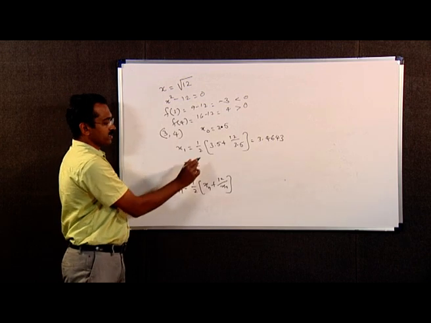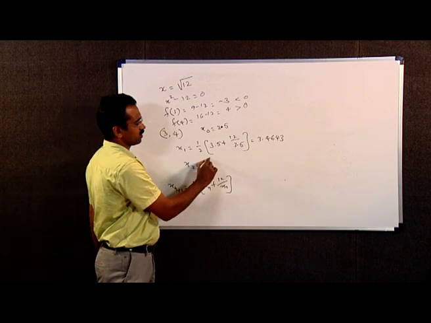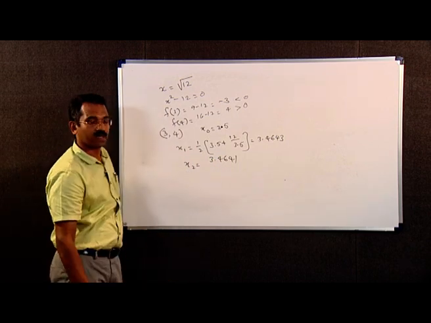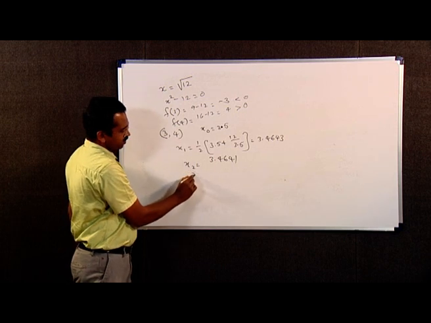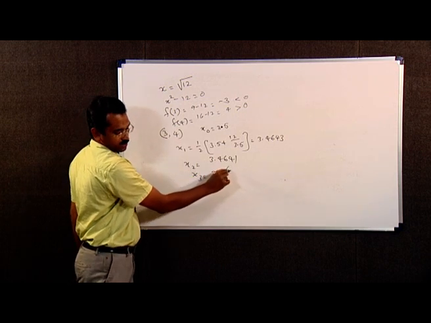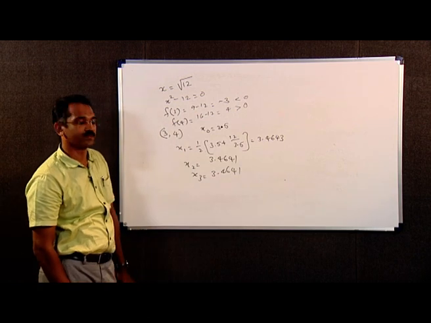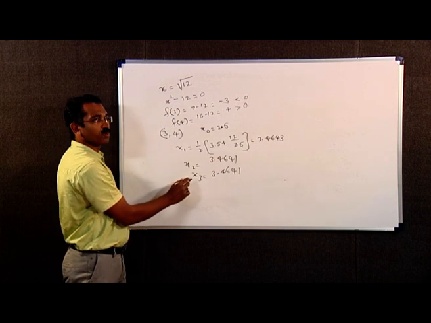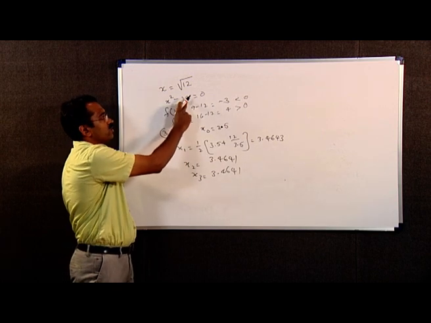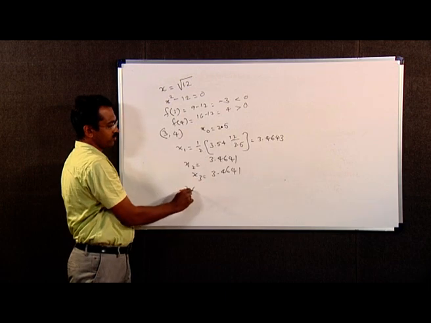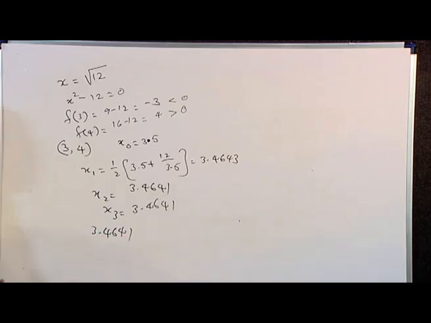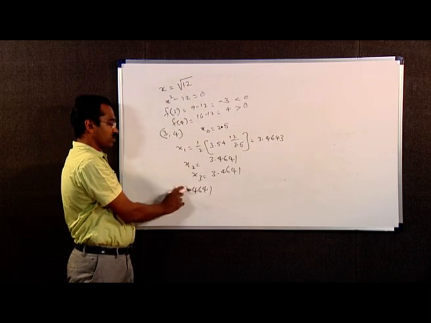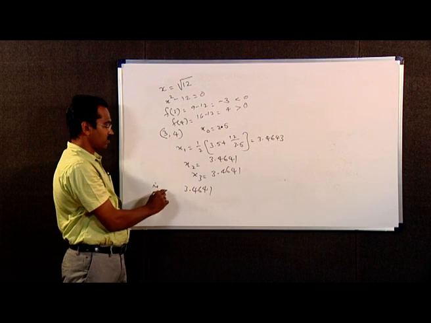Similarly, we will get x2 is equal to 3.4641, x3 is equal to 3.4641 approximately. Therefore, we can conclude that the approximate value of the root of this equation x square minus 12 is 3.4641, correct to 4 decimal places. That is, the square root of 12 is equal to 3.4641 approximately.